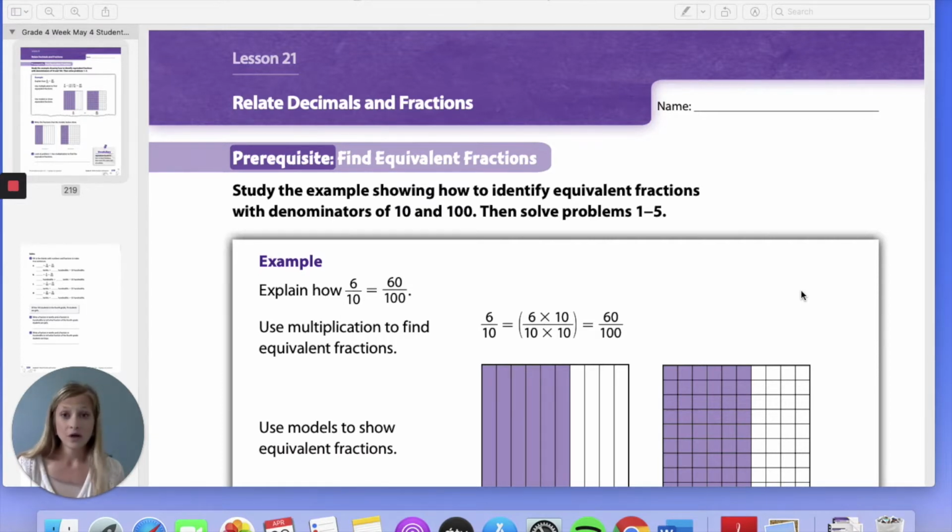Today, we are going to be learning about relating decimals and fractions. And at first, we're going to review that prerequisite skill, which is what we need to know in order to be the best we can be on the lesson today. And the best part about it, I'll let you in on another little secret, is you already learned how to do this, which is awesome. So you're going to be able to have the best success in this lesson. So our prerequisite skill today is that we are going to be able to find equivalent fractions.